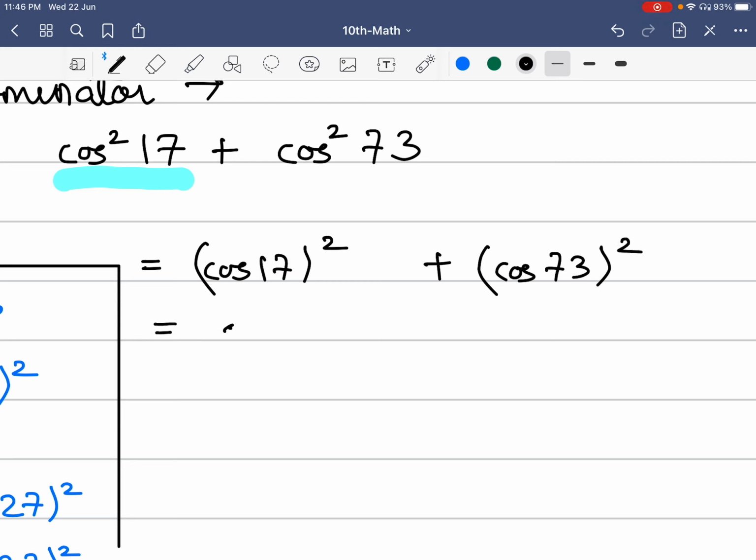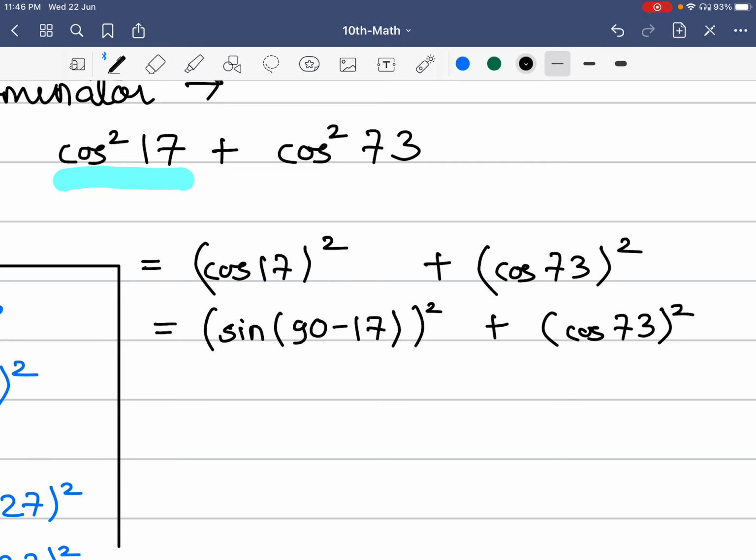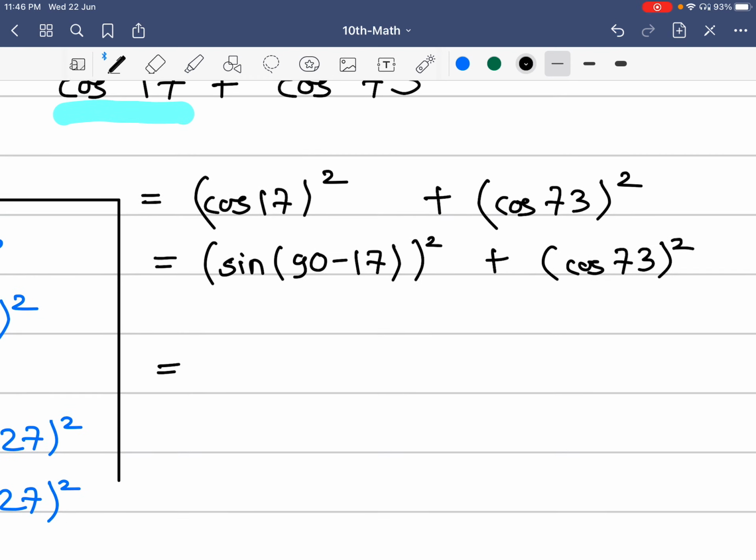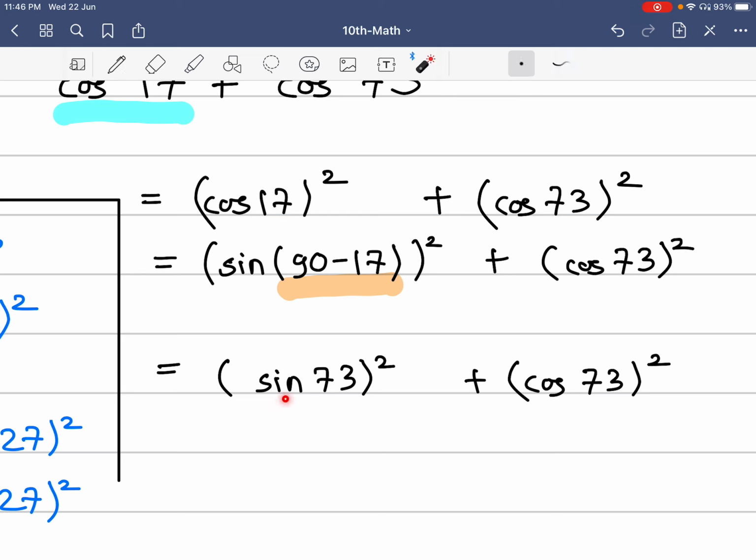Now convert this into sine. So this is going to be sine of 90 minus 17, and this whole square, don't forget the square, plus cos of 73 the whole square. What is 90 minus 17? That is equal to 73. So I'm going to write sine of 73 the whole square plus cos of 73 the whole square. And once again we get the trigonometric identity, sine square theta plus cos square theta is equal to 1. So this is also equal to 1.